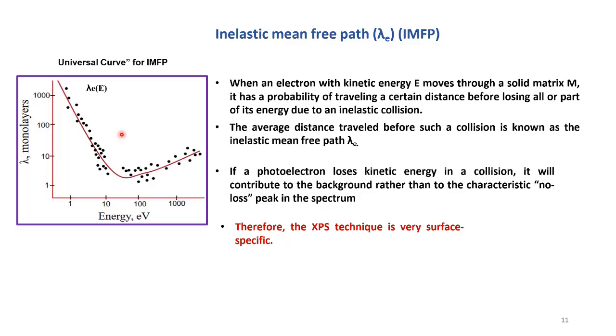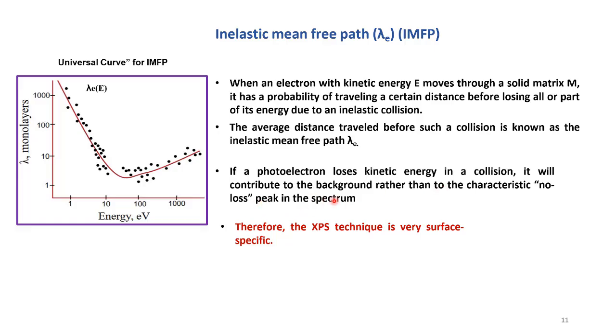So the average distance traveled before a collision is known as the inelastic mean free path. So we consider the average distance which is traveled before collision. To check how much mean free path we will be able to get, that range we can calculate from the average distance traveled before the collision. And if a photoelectron loses kinetic energy in a collision, it will contribute to the background rather than a characteristic no loss peak in the spectrum.